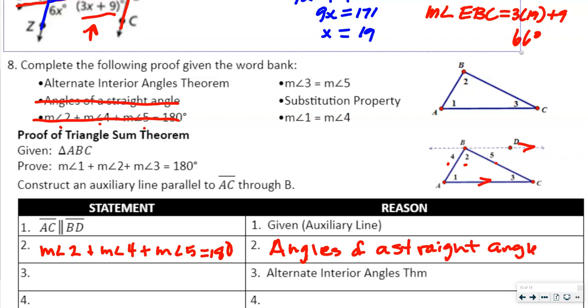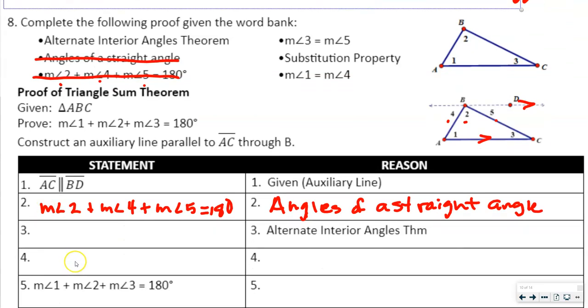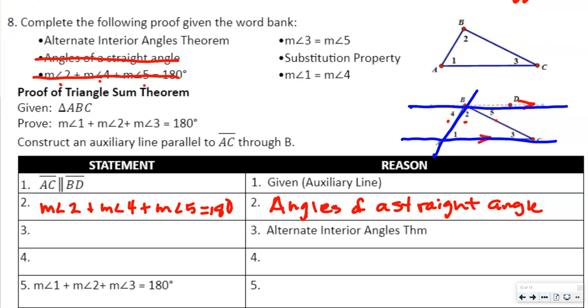Okay, then we have the alternate interior angles theorem. So what is the first pair of alternate interior angles we see? Again, we got a parallel line there, and then we got a transversal right there. Do you see it? So can't we say that the measure of angle 1 is congruent to the measure of angle 4, right? So that's the statement right here.